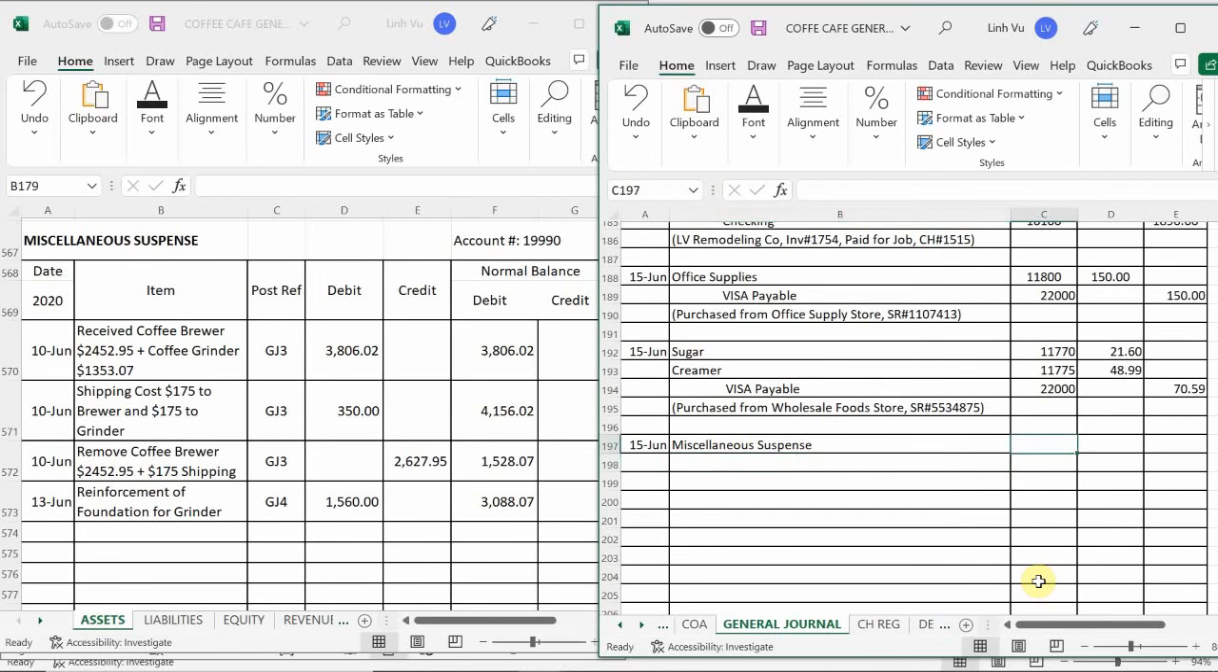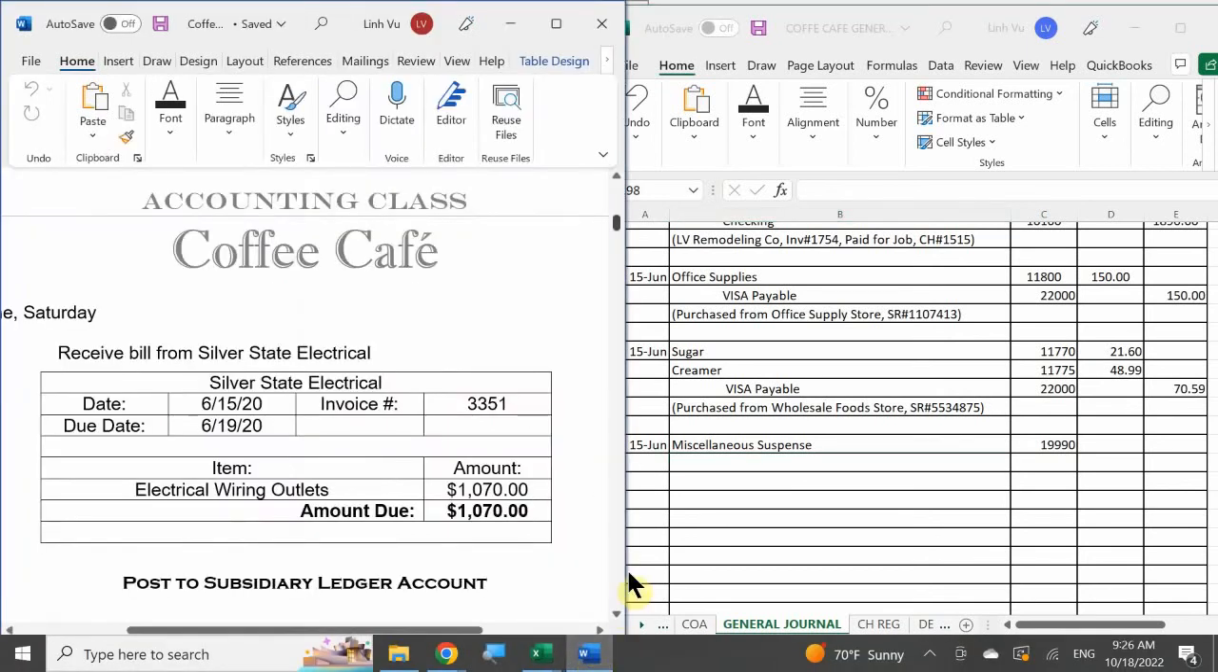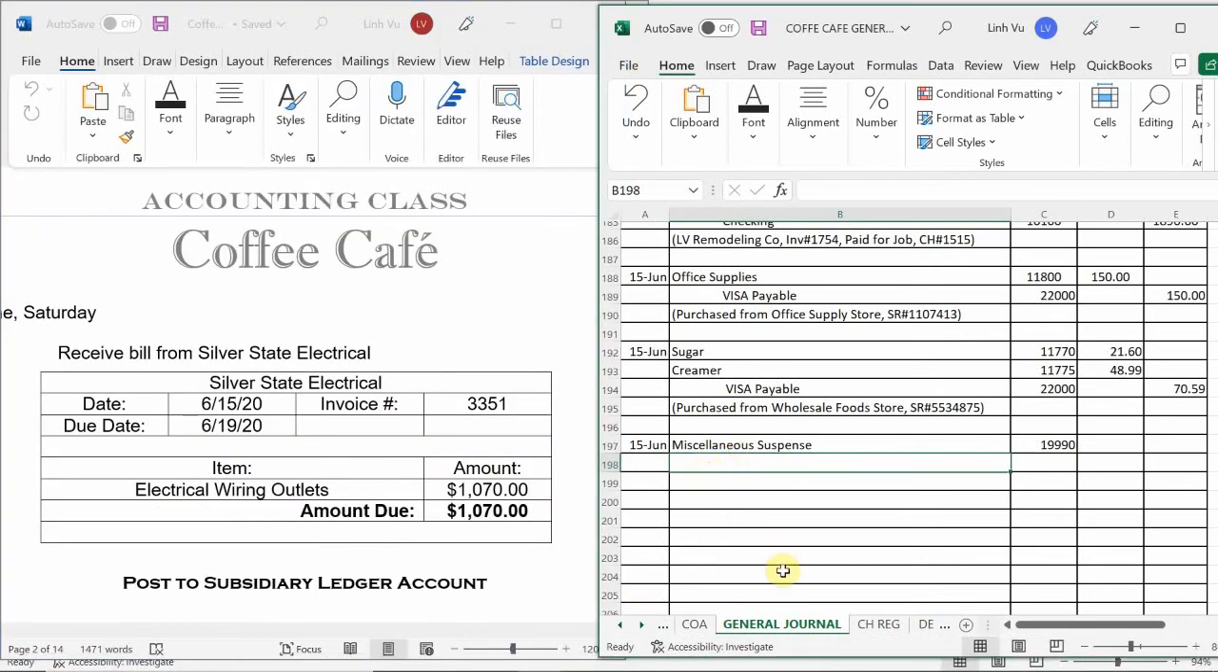Okay? All right? And I received a bill. Am I going to pay for it now? No. So what am I going to do with it now? You're also going to debit that amount? To where?